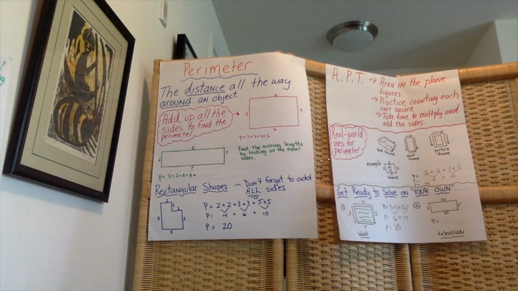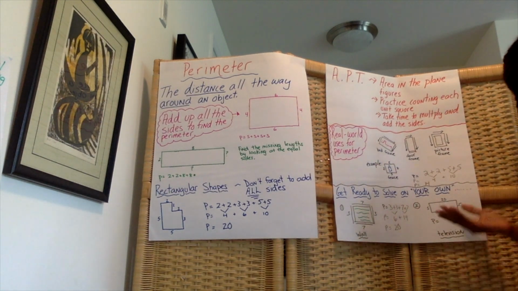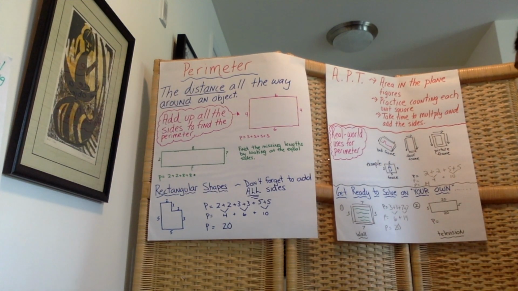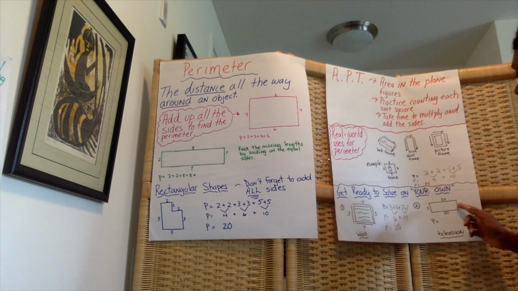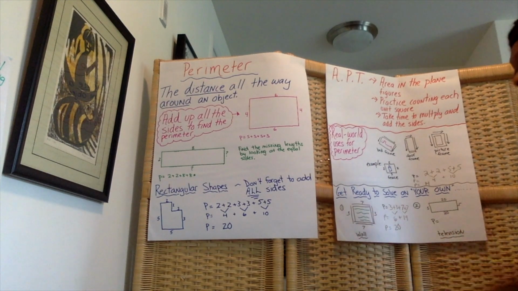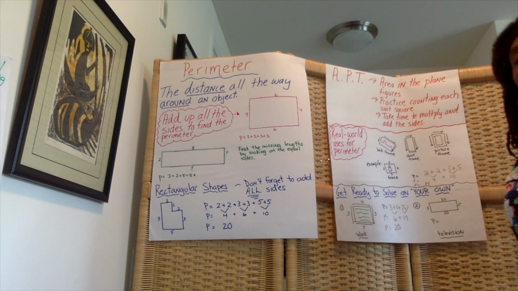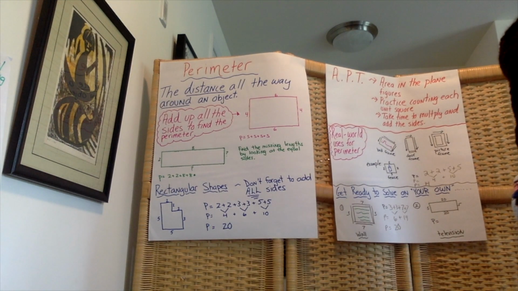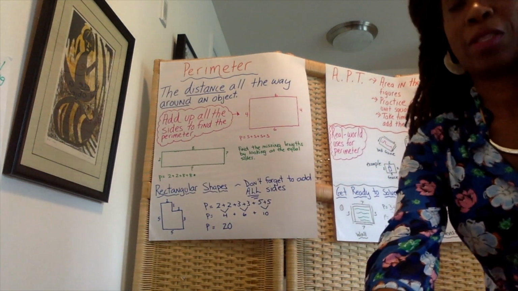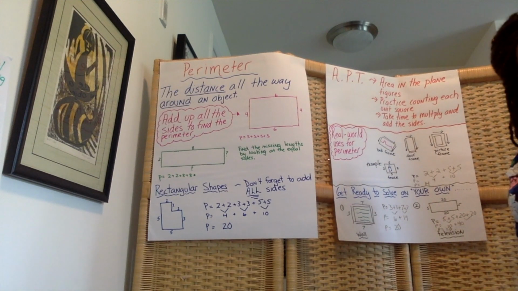You're going to do number 2 on your own as well. This is a television screen that we have. 20 inches up top, 20 inches at the bottom, 5 on the left-hand side, and 5 on the right-hand side. Now it's time for you to solve it. I want you to stop the video and solve it on your own.